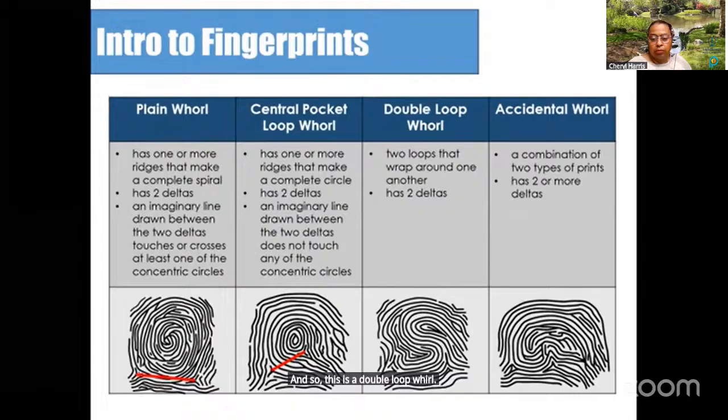Our final whorl is called an accidental whorl, and it's a combination of two types of print. Accidental whorl is my go-to if I just cannot figure it out. It's usually accidental if I can't pinpoint any of the other three, because an accidental whorl is like a hodgepodge of different patterns. An accidental whorl can oftentimes have more than two deltas. Of course, an accidental whorl can have two deltas, but if there are three deltas, that does eliminate plain whorl, central pocket loop whorl, or double loop whorl.